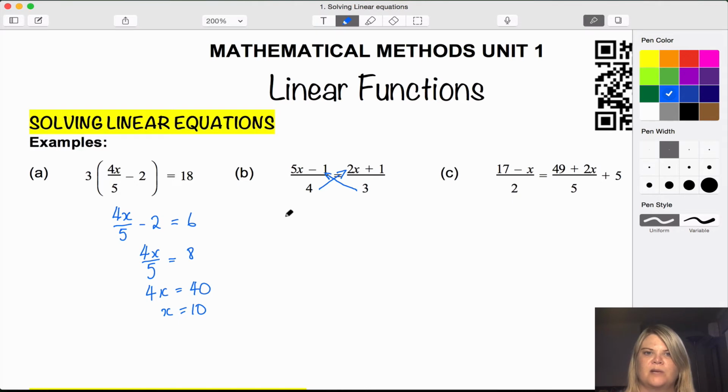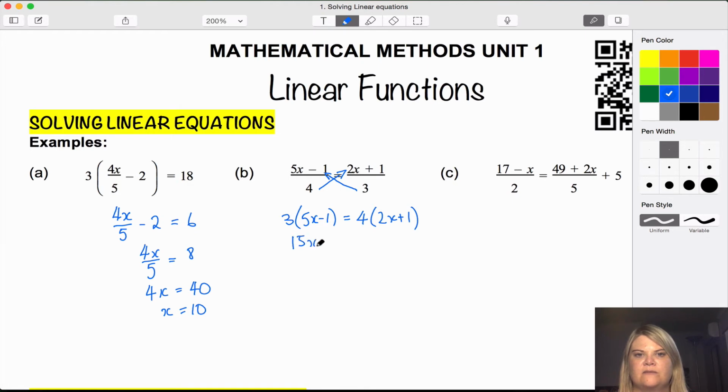swap over and multiplication. So the 3 will multiply by everything up here. And the 4 will multiply by everything over here. You may have done this in a slightly different way, which is fine as long as you got to this line eventually. We now need to expand the brackets.